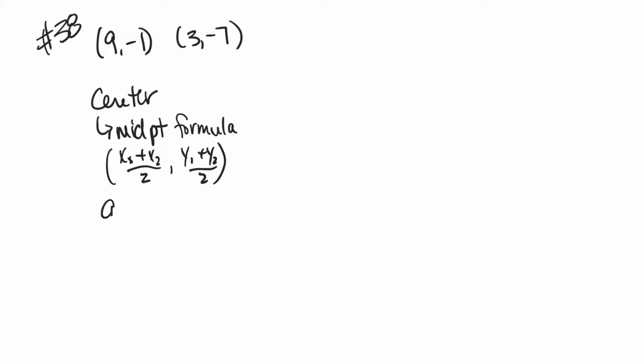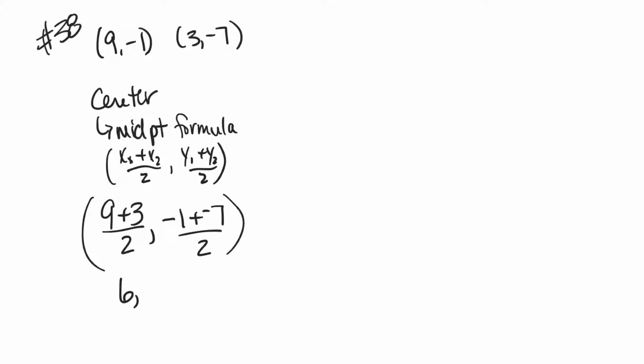So in my case, I'm going to do 9 plus 3 divided by 2 for the x coordinate. My y coordinate is going to be -1 plus -7 divided by 2. So 9 plus 3 is 12. 12 divided by 2 is 6. -1 plus -7 is -8. -8 divided by 2 is -4. So the center of my circle is at 6, -4.